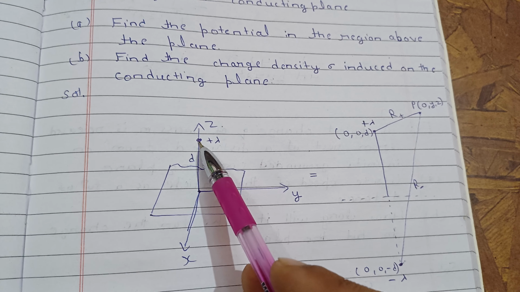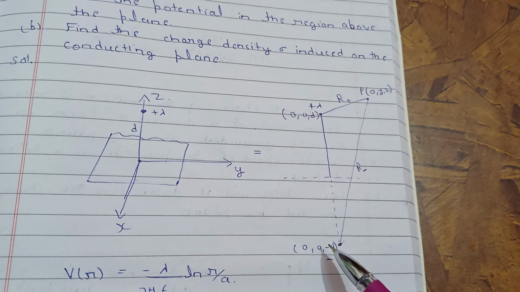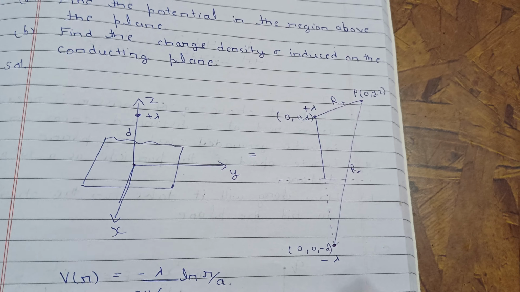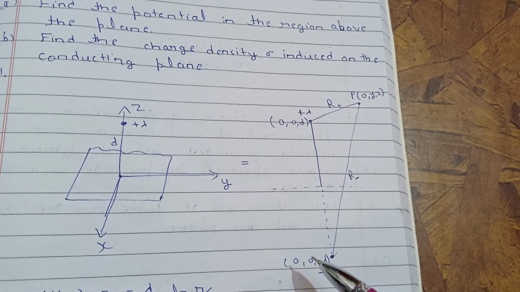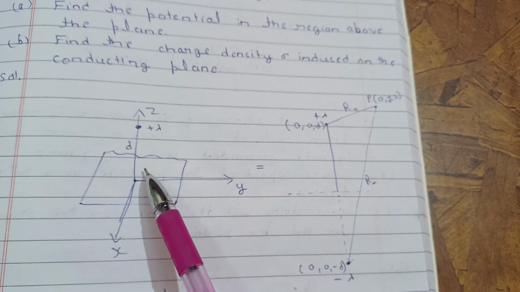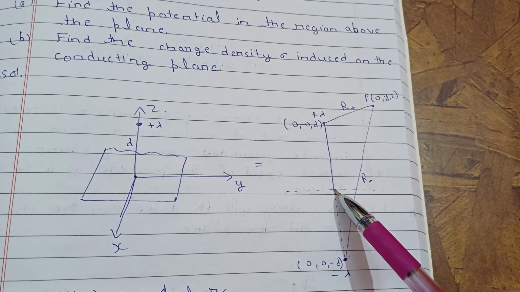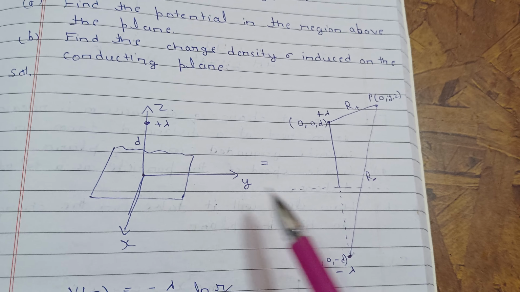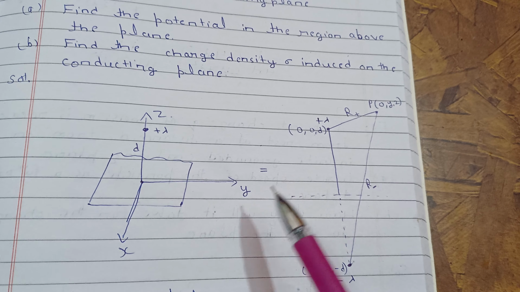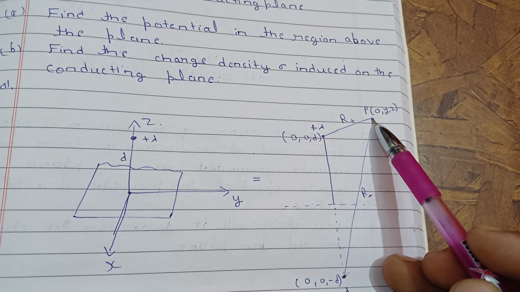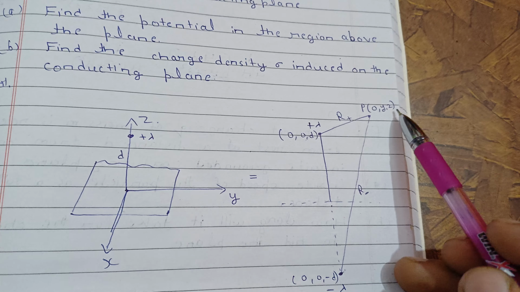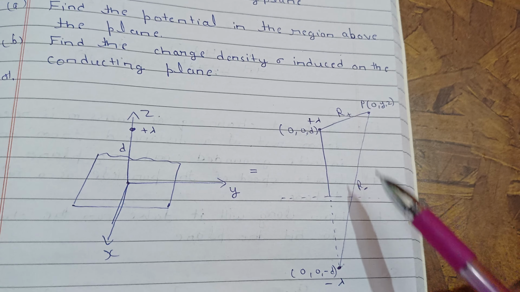Here is this plus lambda, so we'll assume a minus lambda at the mirror position, on the negative side of this plane. Now why do we take this? If you take the potential at the origin due to these two line charges, it will give you a total potential of 0 there. So this is the equivalent form. Now we need to find the potential at this point P, which is in the yz plane, so x will be 0 and we have y and z. This distance is r plus, and this distance is r minus.